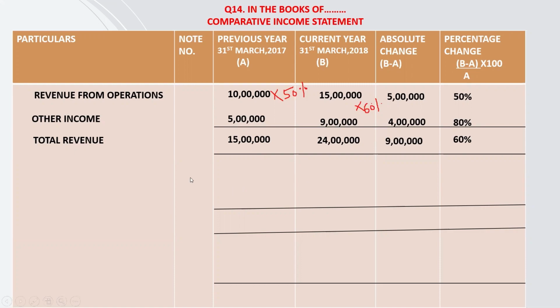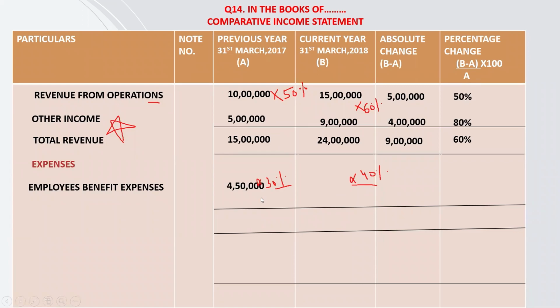Now after calculating total revenue, for employees benefit expense, it is saying employees benefit expense is 30% and 40%. और ये 30 और 40% किसका है? It is of total revenue. You will not calculate this percentage on this revenue from operation. आप total revenue का 30% और total revenue का 40% calculate करेंगे.